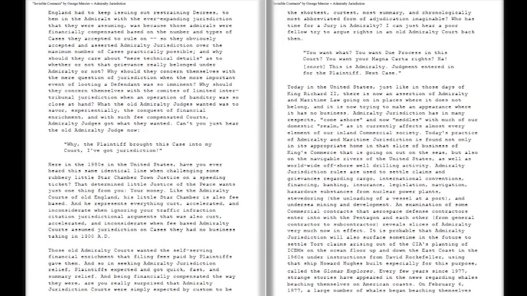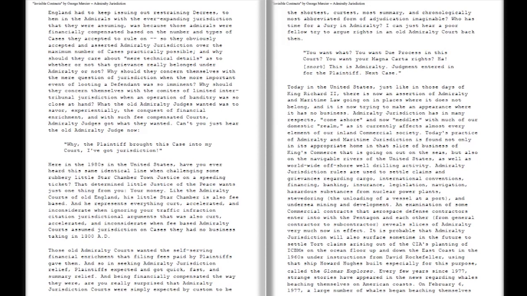Why should they concern themselves with the limits of intertribunal jurisdiction when an operation of banditry was so close at hand? What the old admiralty judges wanted was to savor, experientially, the conquest of financial enrichment, and with such fee-compensated courts, admiralty judges got what they wanted. Can't you just hear the old admiralty judge now? Why, the plaintiff brought this case into my court, I've got jurisdiction.